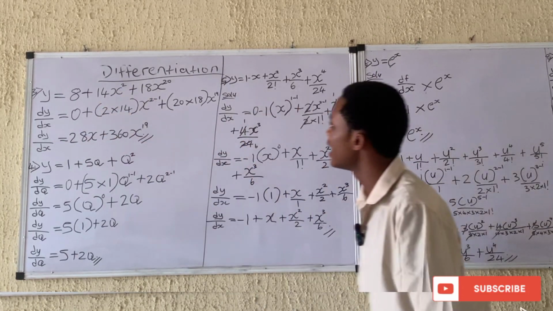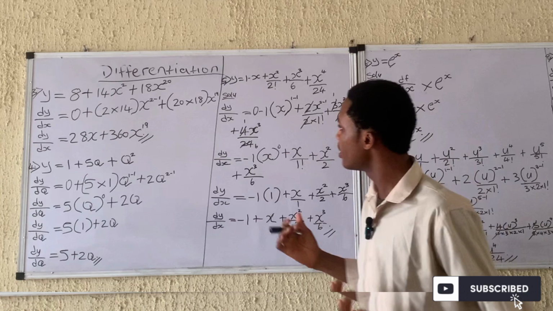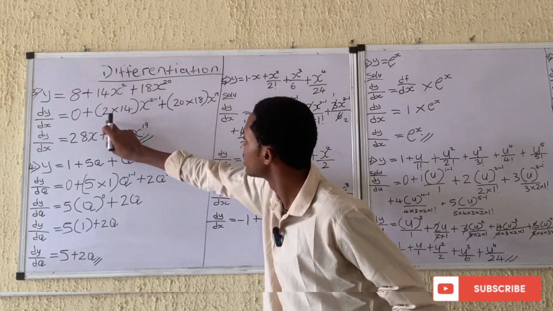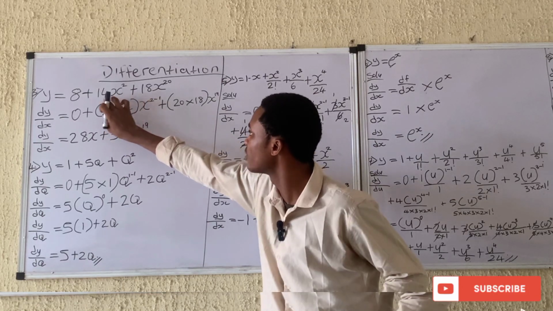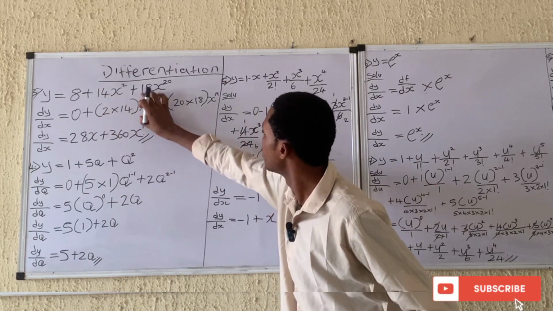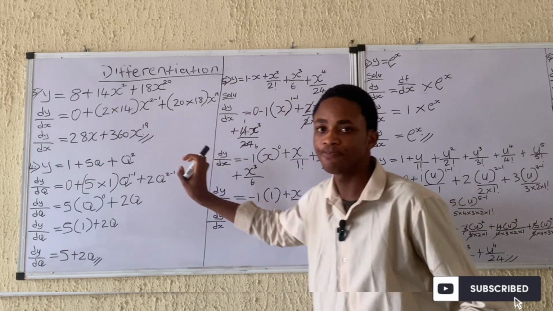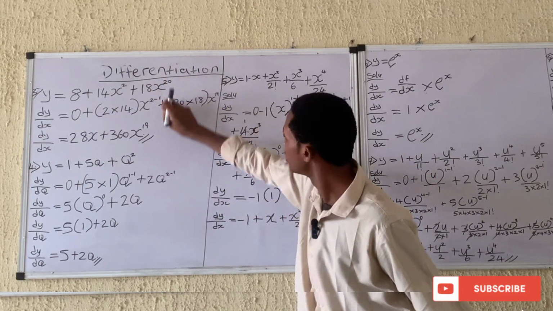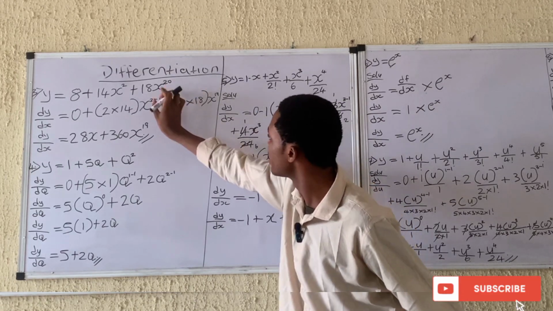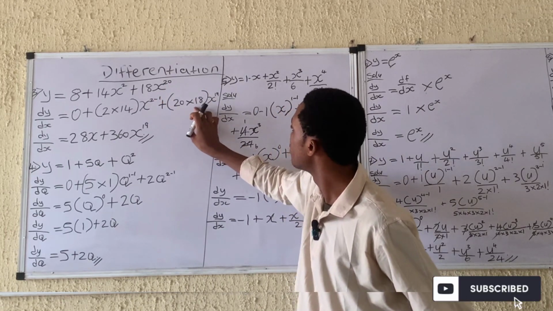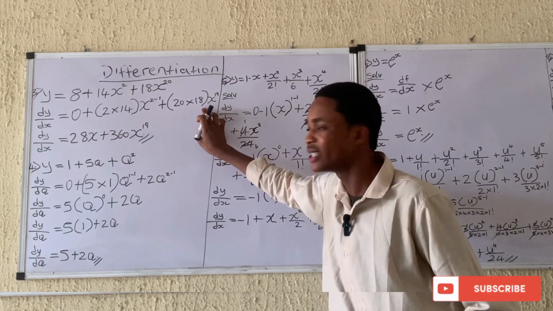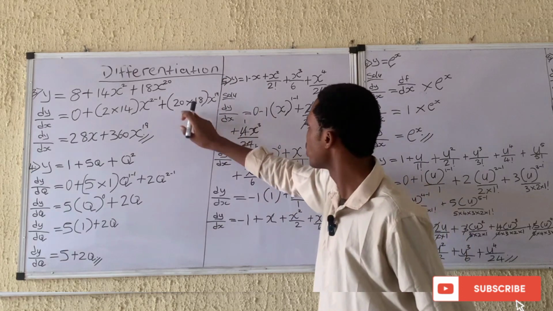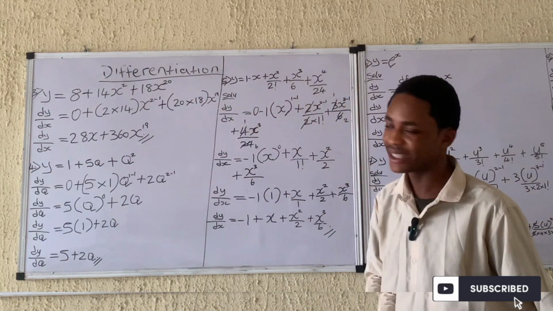Differentiating this one, 14x raised to the power 2. Remember the formula. We bring the power down, multiplied by the coefficient of x, which is 14, x, right? Now the power minus 1, plus, repeat the same procedure here, bring 20 down, multiply by the coefficient of x, which is 18, the variable is x, 20 minus 1 gives us 19.